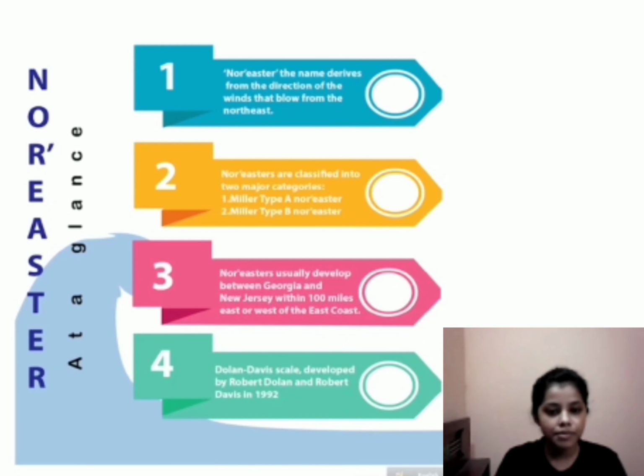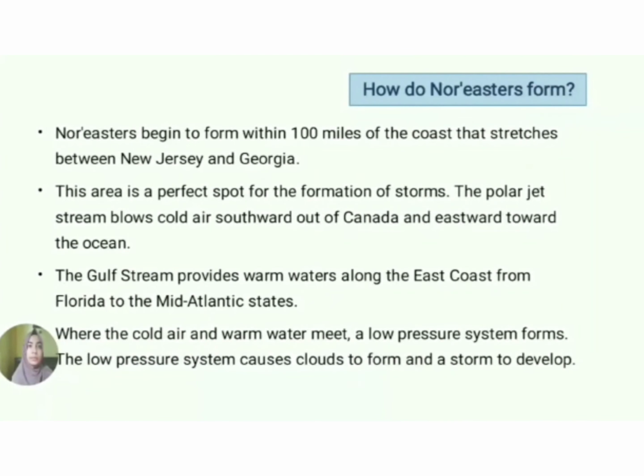Unlike the Saffir-Simpson scale for hurricane intensity, there is no widely used scale for a nor'easter. However, the little-known Dolan-Davis scale, developed by Robert Dolan and Robert Davis in 1972, classifies nor'easters into 5 categories based on their wave height. How do nor'easters form?